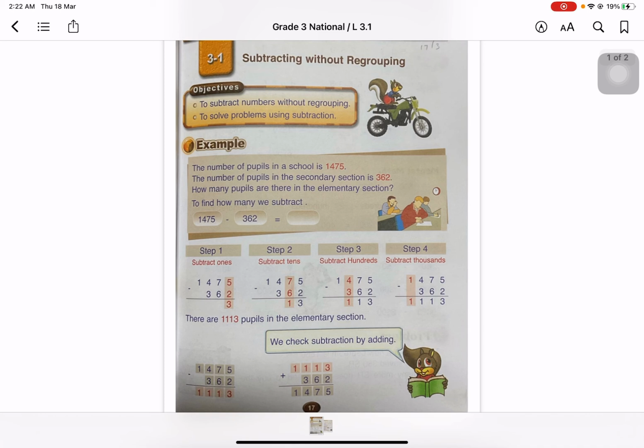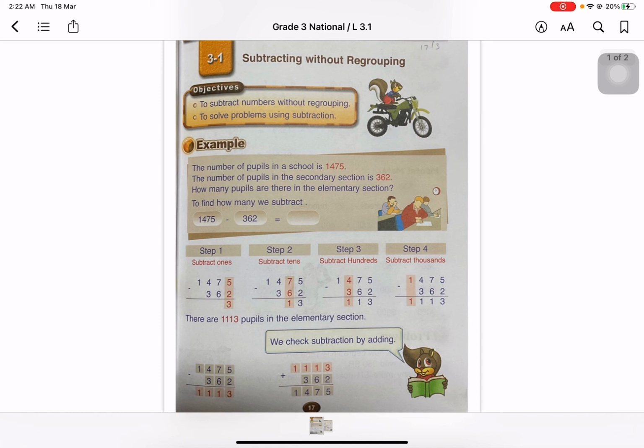Today we are going to have lesson 3.1, page 17 in our books. The title of my lesson is Subtracting Without Regrouping, yani without borrowing. My objective in this lesson is to subtract numbers without regrouping, or to solve problems using subtraction. Let's read question number 1.